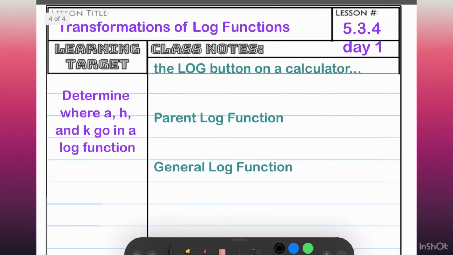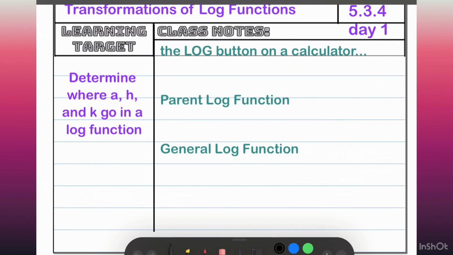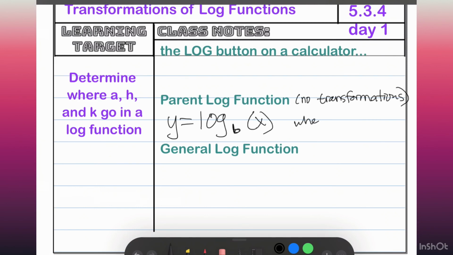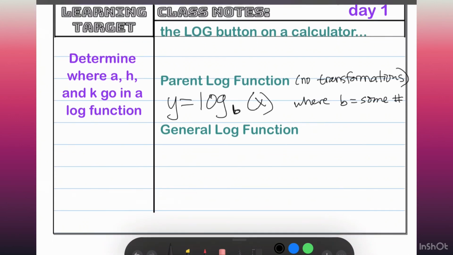All right, so let's record the information that we know about our log functions. So a parent log function, right? The parent just means that there are no transformations. So we've got y equals log base b of x, where b is some number. So in the parent function, we don't necessarily have the same exact b value every time. So it's just some number.